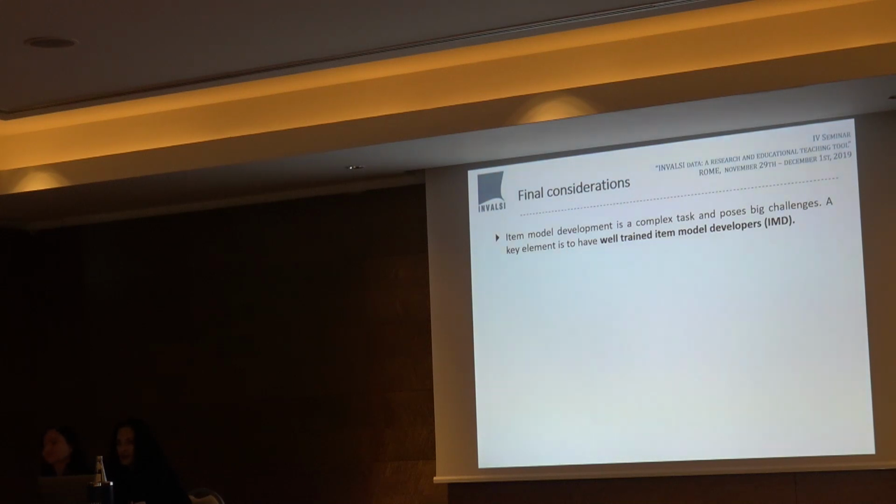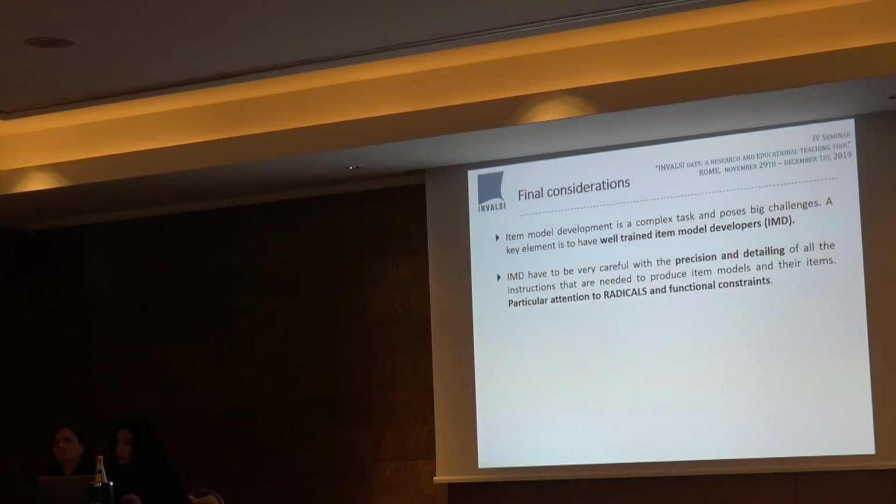So that means that the item model developers have to be very well trained, have to be very knowledgeable in their field, math, languages, science, English, whatever we are measuring. So they have to be very good at this. And we have to be very precise, very detailed. It takes time, but once we have the item model, we have a lot of power to combine the elements and to have even hundreds of versions of the test through one single process. But we have to be very careful with radicals, particularly, and the functional constraints, these rules and these restrictions.